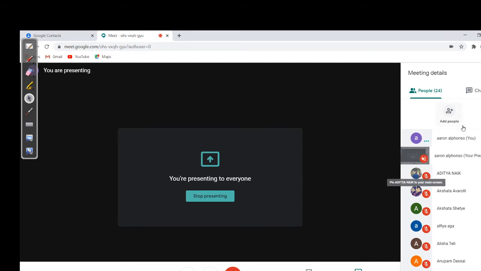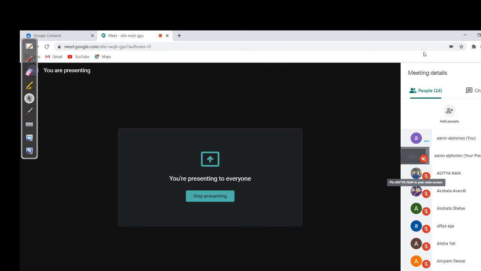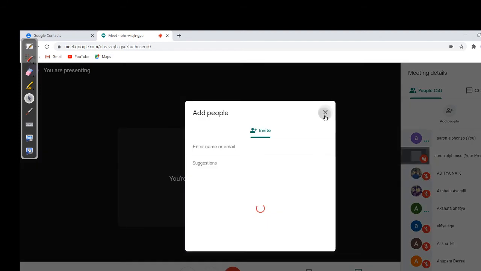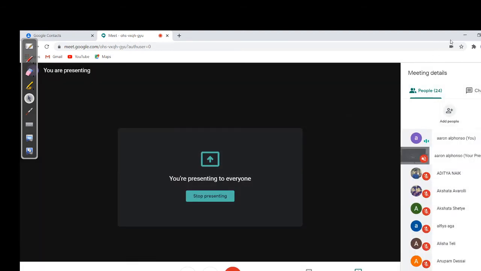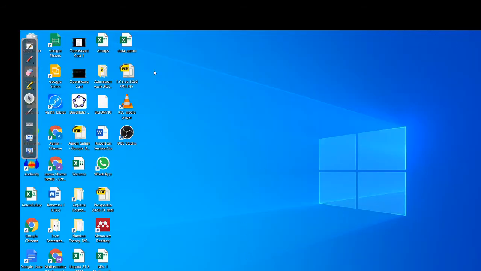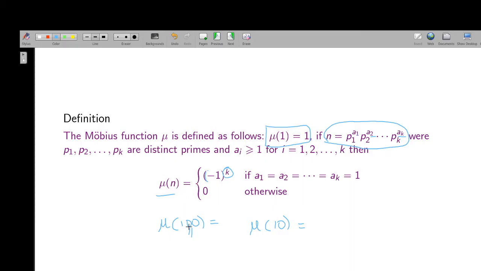What about Akshata? Akshata, can you please tell me what is the prime factorization of 100? You can type in the chat box. What is it? What about the prime factorization of 10? Yeah, that's right, 2 and 5. So what is mu of 100 and what is mu of 10?